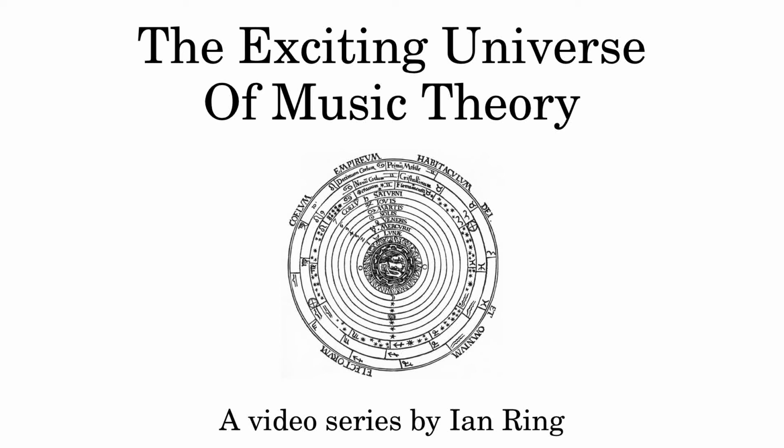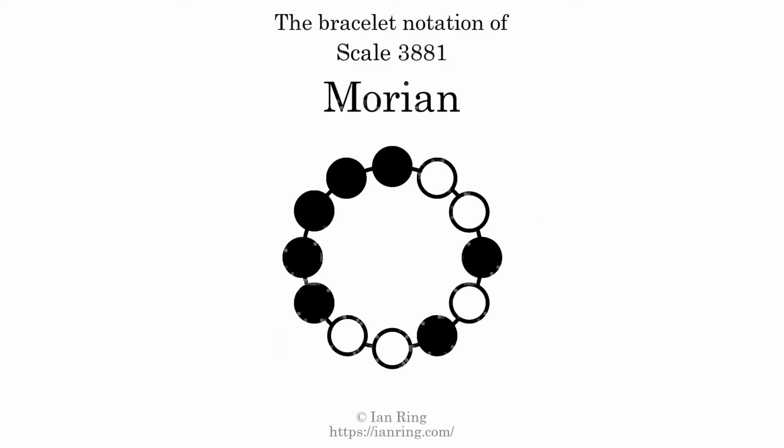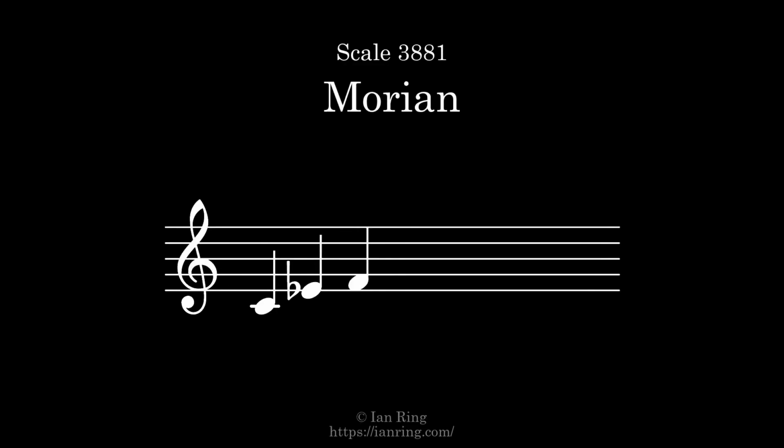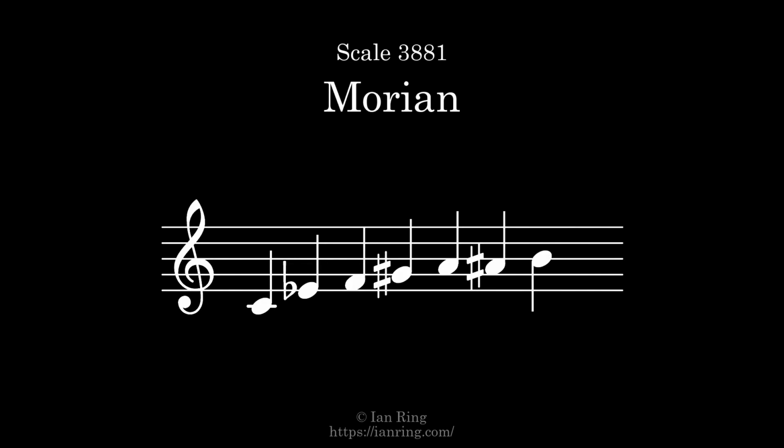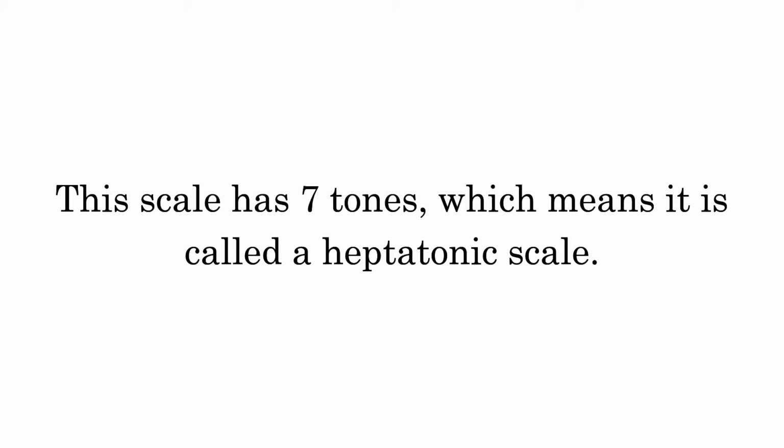Welcome to the exciting universe of music theory. Are you ready to learn? Then let's begin. Today we will talk about scale 3881, Morian, which sounds like this. This scale has 7 tones, which means it is called a heptatonic scale.